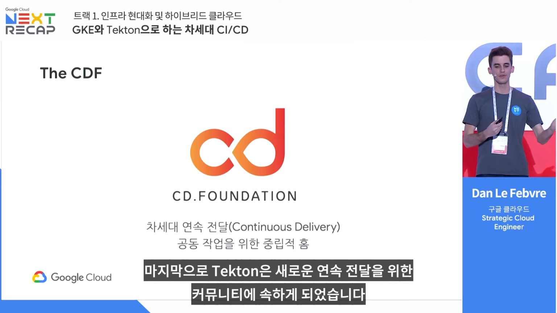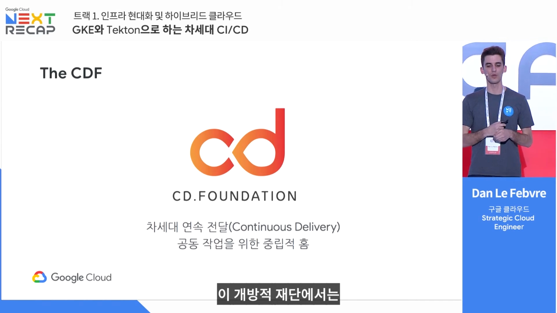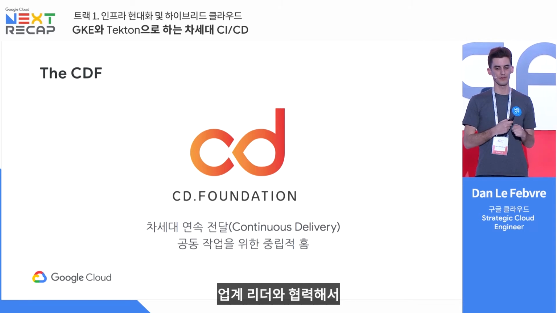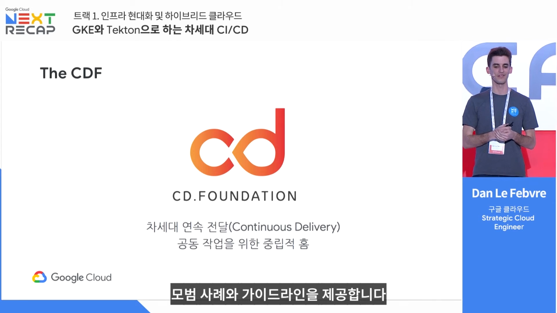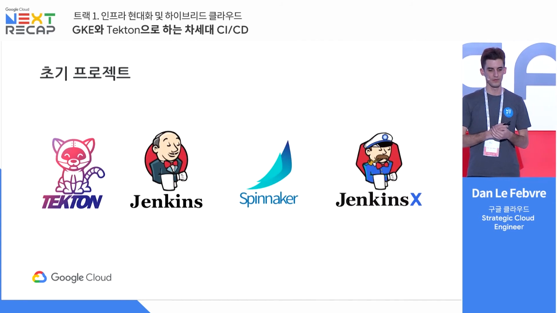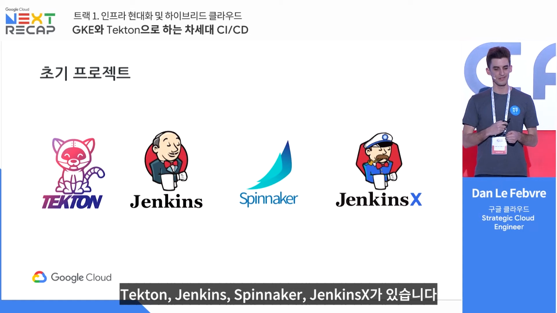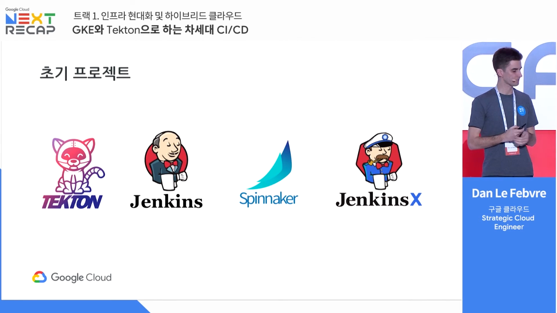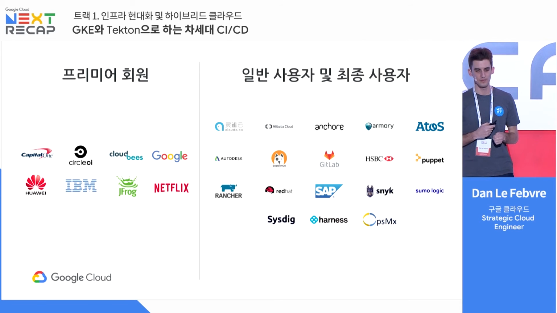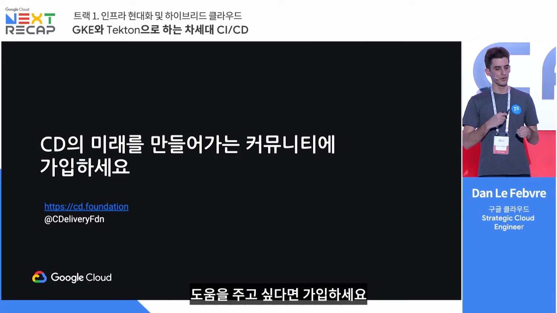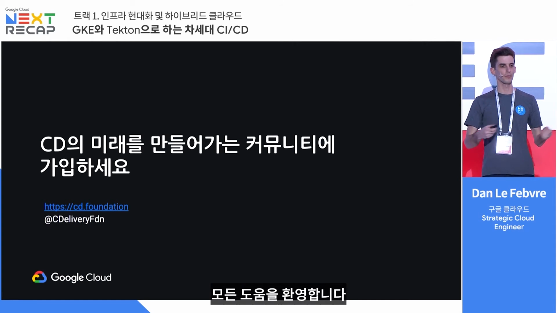Last but not least, Tekton is now part of the new Continuous Delivery Foundation, an open foundation where we can collaborate with industry leaders to provide best practices and guidelines for the next generation CI/CD systems. The current projects that have been donated to the foundation are Tekton, Jenkins, Spinnaker, and Jenkins X. These are our current members. If you want to help or join the foundation, I encourage you to look at this link because we welcome every contributor.